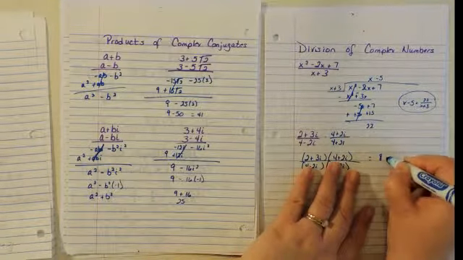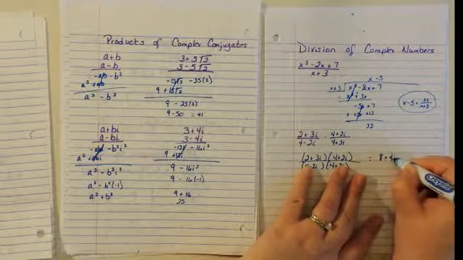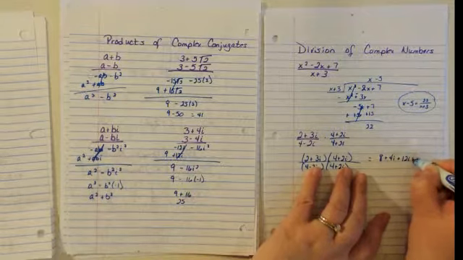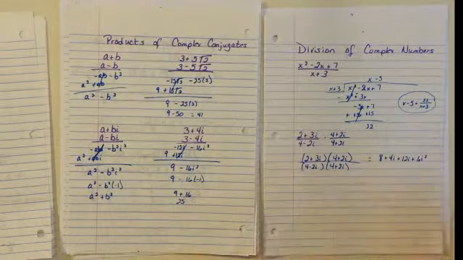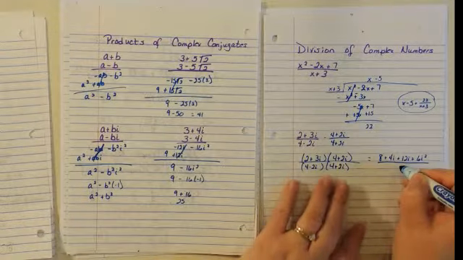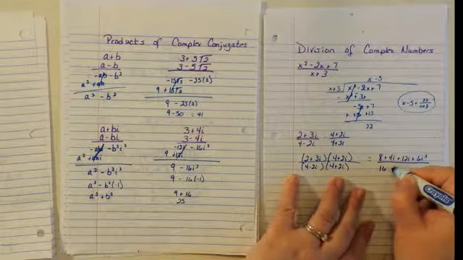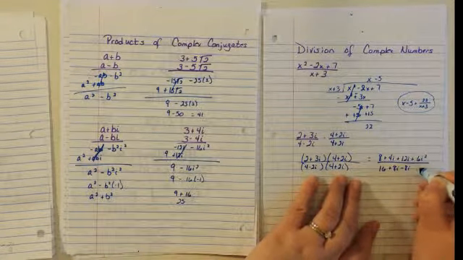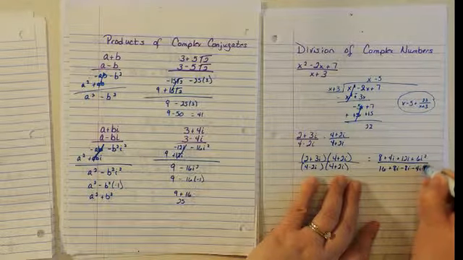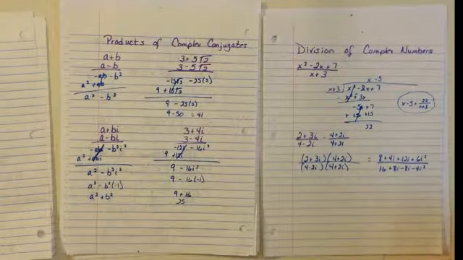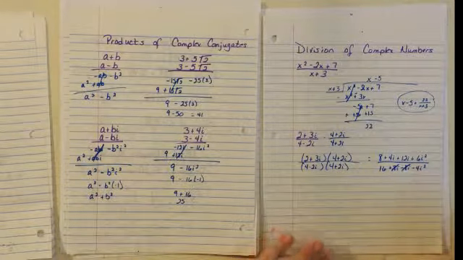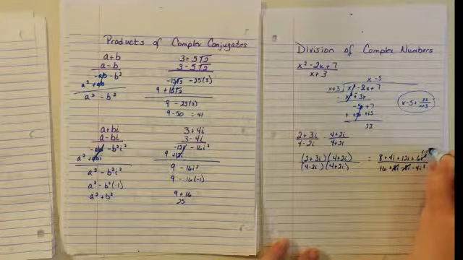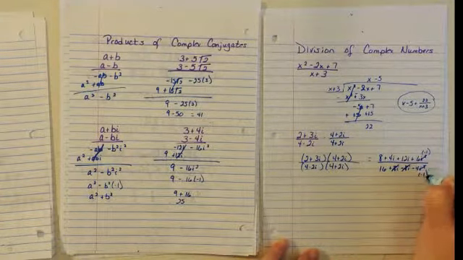We have 8 plus 4i plus 12i plus 6i squared over, here's 16 plus 8i minus 8i minus 4i squared. Okay, these cancel. These are actually negative ones, right?